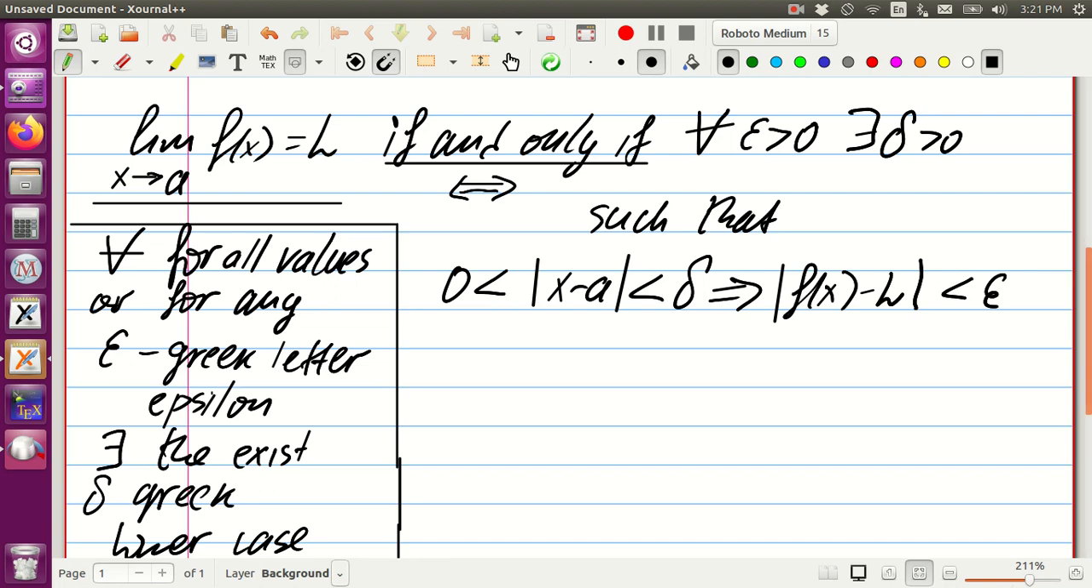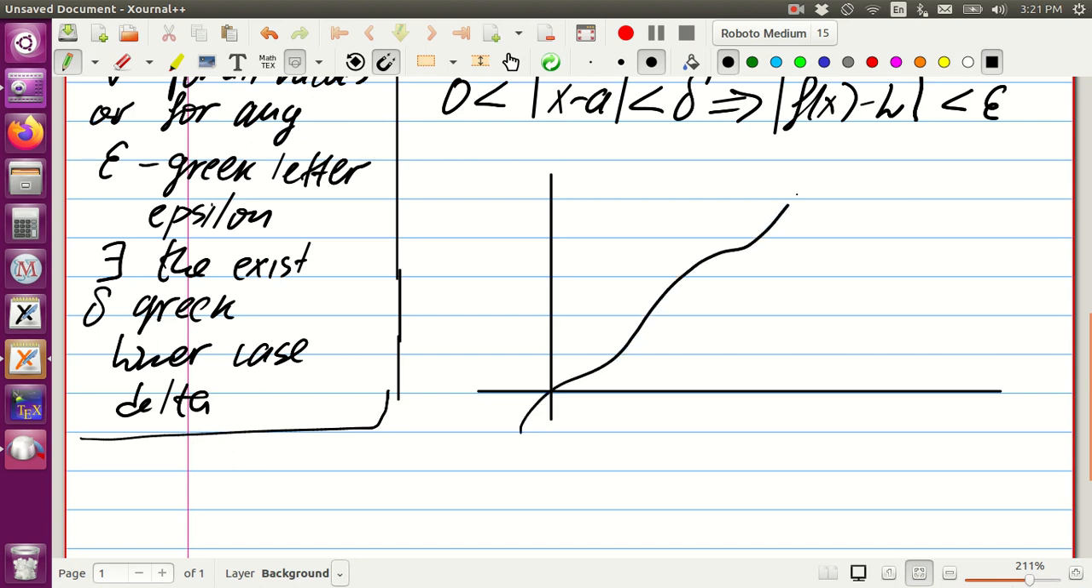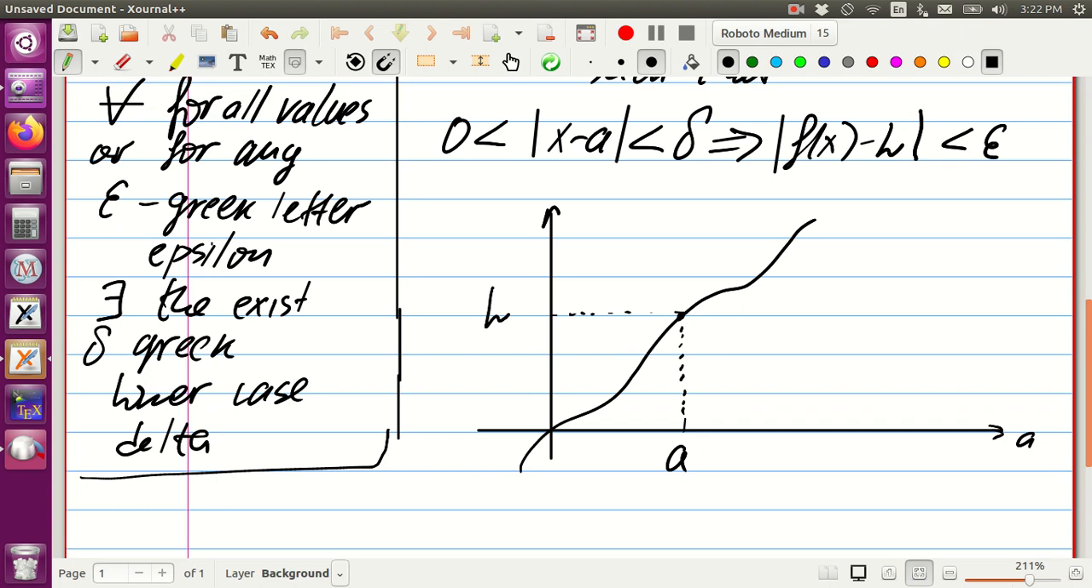So this is a very fancy way to write a very simple idea. The simple idea tells you the following. If you have some kind of a curve, and you have the value a on the x-axis, we say that the limit will be L when we're pretty close to a. But the meaning of all of this is really straightforward.